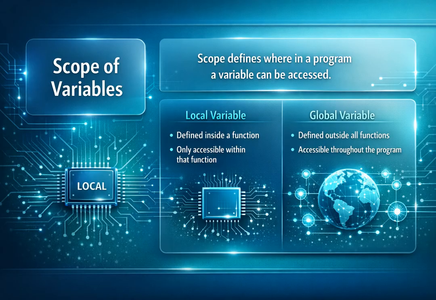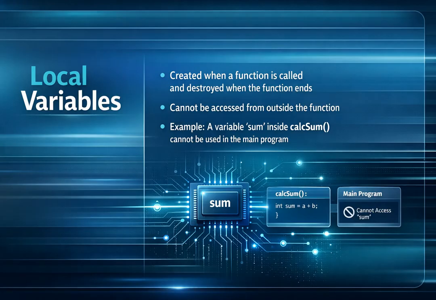Scope refers to the region of a program where a variable can be accessed. A local variable is created inside a function and only exists while that function is running. A global variable is defined outside all functions and can be accessed anywhere in the program. Local variables are created fresh each time a function is called and destroyed when the function ends. This means two separate calls to the same function do not share variable memory. Whatever you compute inside a function stays inside unless you explicitly return it.